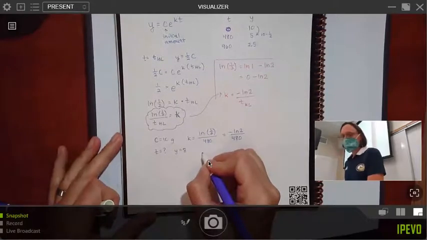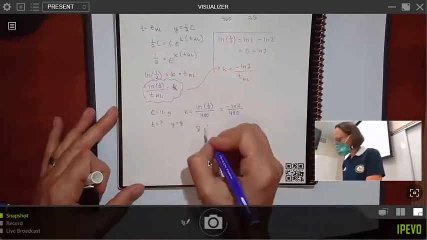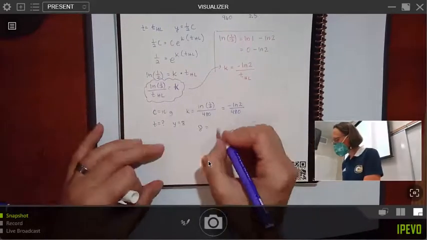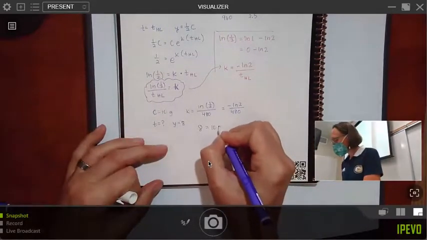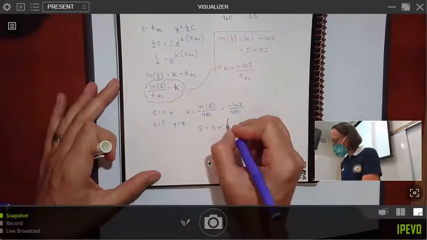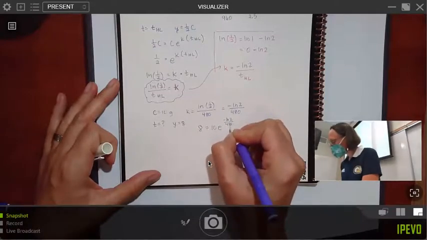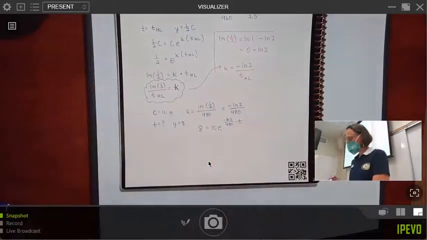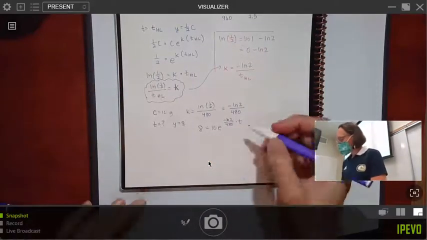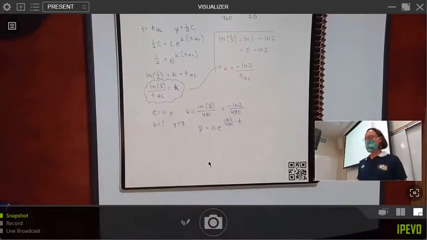Plugging all of that in, I'm looking at 8 is equal to our C of 10 times e to the messy K value. I'm going to go with this one. Oops, ln of 2 over 480 times time. And since I rearranged the last one for us, I'm going to let you all solve for time on your own this time.